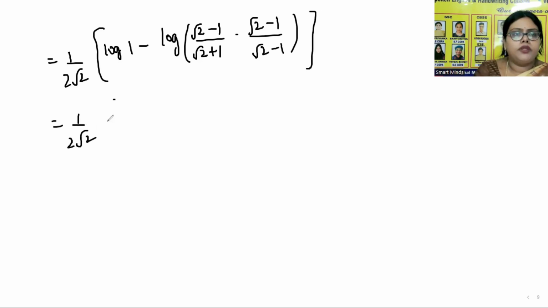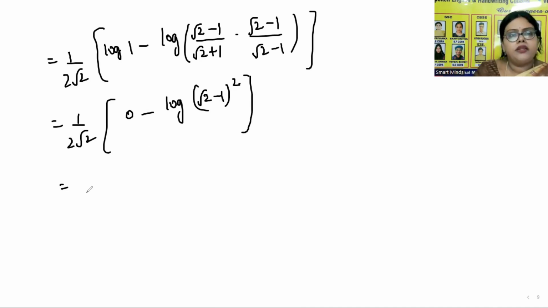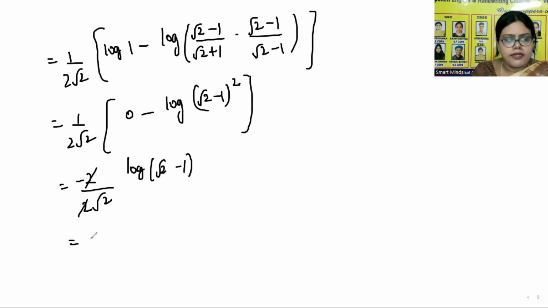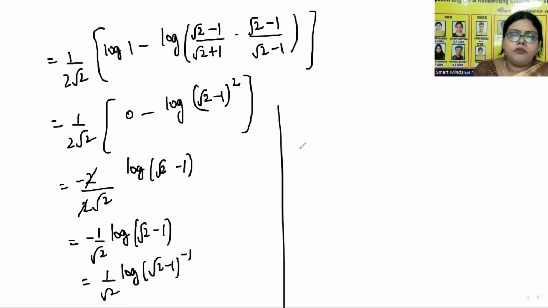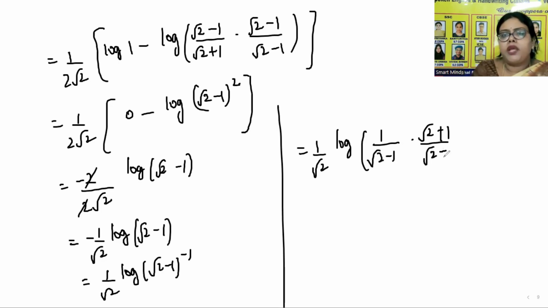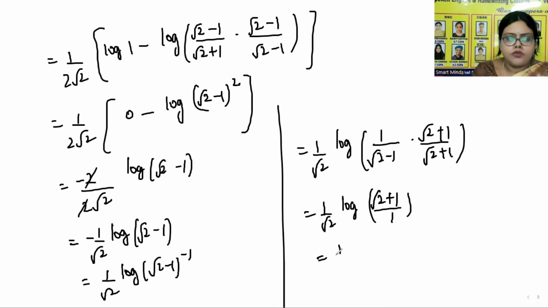So that is 1 by 2 root 2 into, this is 0 minus log root 2 minus 1 whole square by 2 minus 1, which is 1. So this 2 comes outside. You will get minus 2 by 2 root 2 log root 2 minus 1. So 2 gets cancelled, that is minus 1 by root 2 log root 2 minus 1. This minus can be written like this, log root 2 minus 1 whole power minus 1, because m log a is log a power m. Now this again can be written as 1 by root 2 log 1 by root 2 minus 1. Again rationalizing, root 2 plus 1 by root 2 plus 1. So that is 1 by root 2 log root 2 plus 1 by 1. So that is 1 by root 2 log root 2 plus 1.